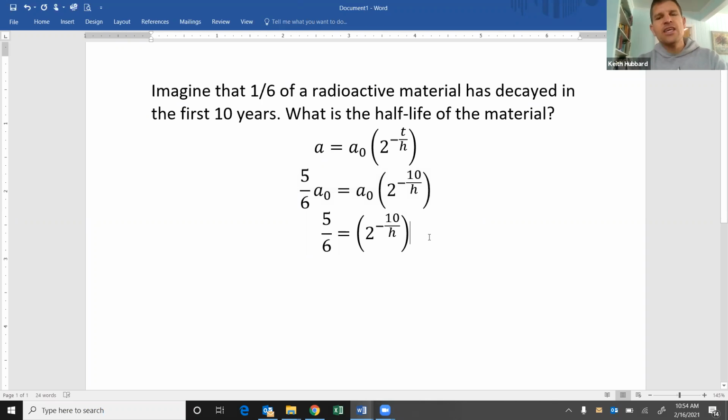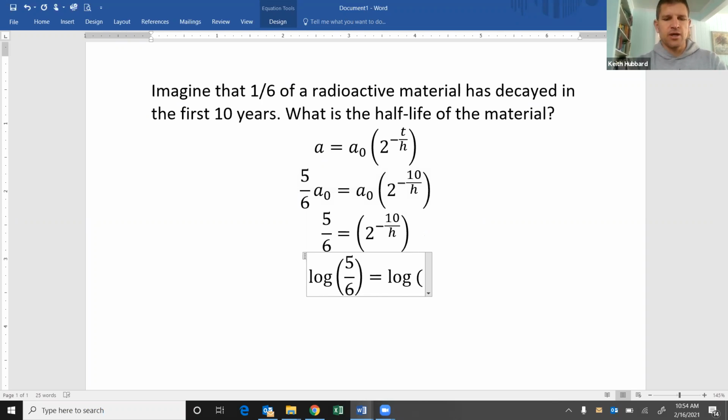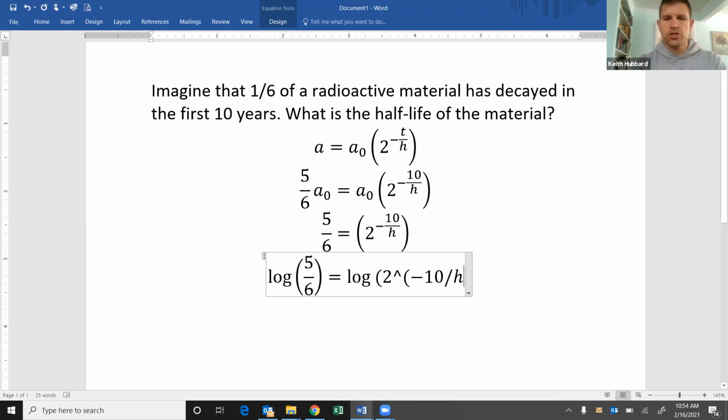Okay, so I can either convert this to an equation with log base 2, or I can take log base 10 of both sides. Both are good approaches, but I think I want to model the approach log base 10. So log base 10 of 5/6 equals log base 10 of 2 to the negative 10 over H.